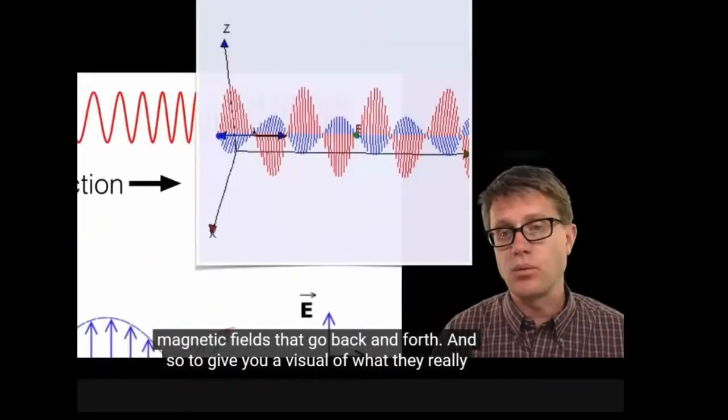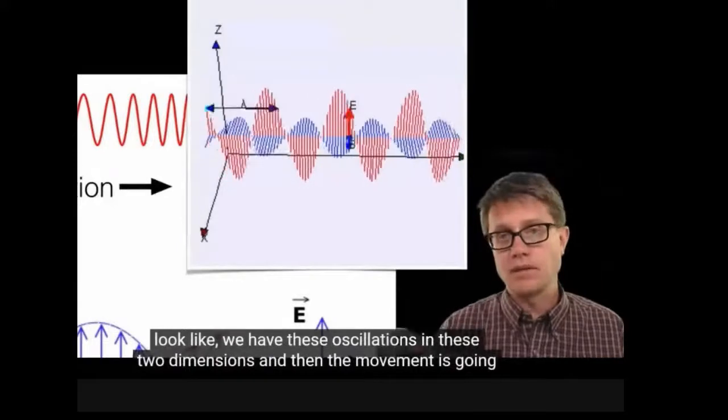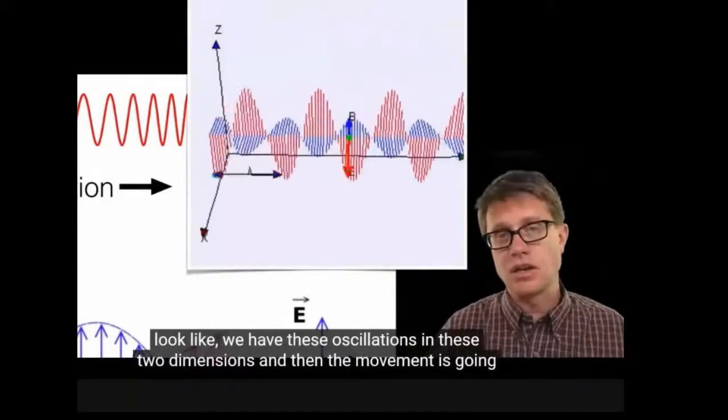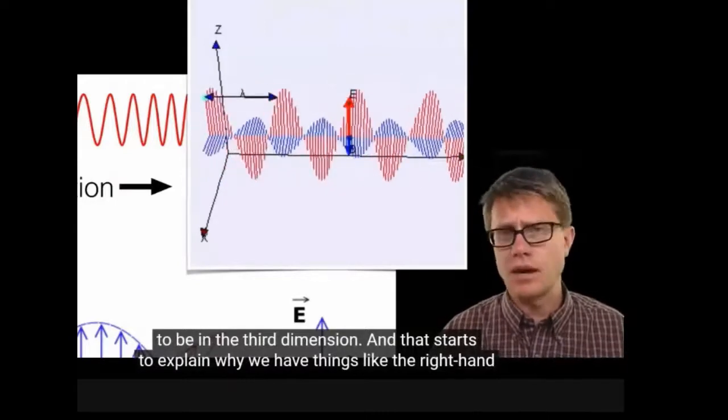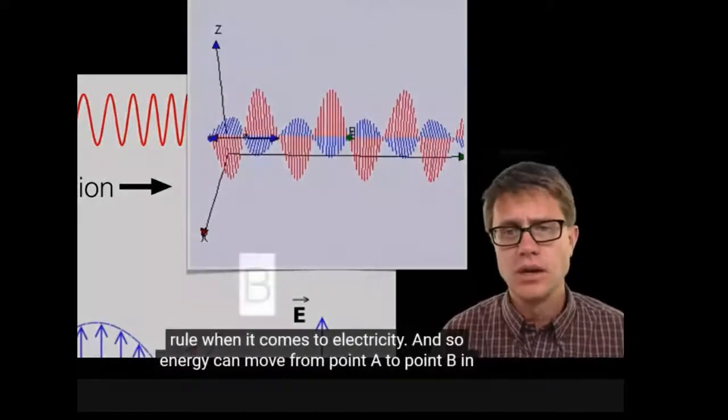To give you a visual of what they really look like, we have these oscillations in these 2 dimensions, and then the movement is going to be in the 3rd dimension. And that starts to explain why we have things like the right-hand rule when it comes to electricity.